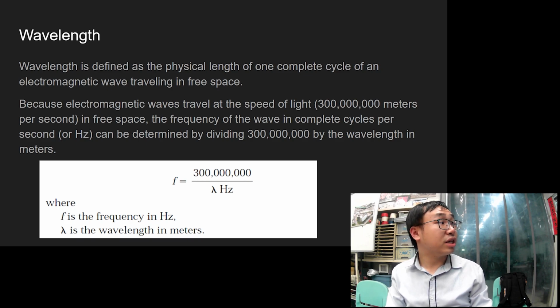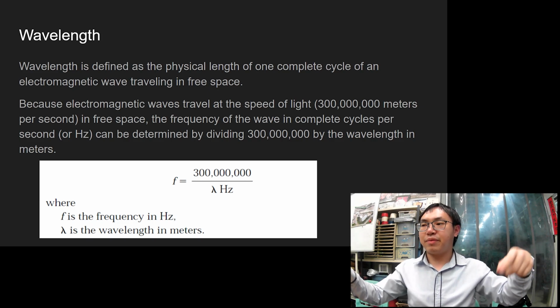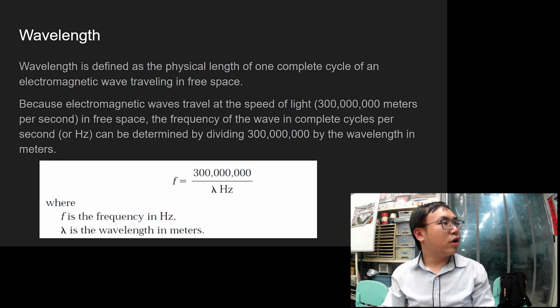The formula is here. F equals 3 times 10 to the power 8 over wavelength, wavelength in meters. Oh, actually it is wrong, okay? Hertz should be put here, not there. So when you copy your notes, bear in mind that you don't copy it wrong. The Hertz is here. The textbook is wrong, okay?